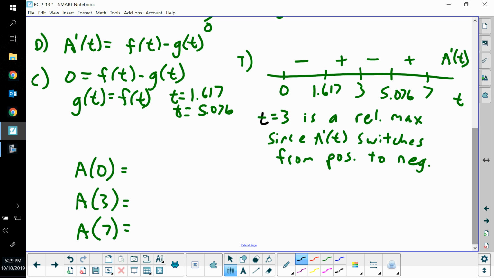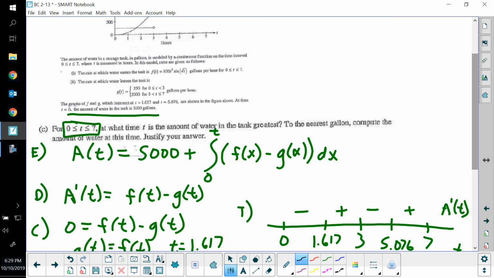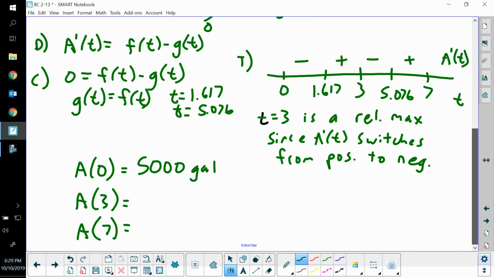Well, we know from the initial information that this was 5,000 gallons at A of 0. That was our starting amount. But we have to do 3 and 7 in our A of t amount. So remember, that includes the initial 5,000, then plus our integral. Now, when you are doing it for 3, keep in mind that we're at 250 for the g of x when we're going from 0 to 3. So maybe we'll write that out down here.